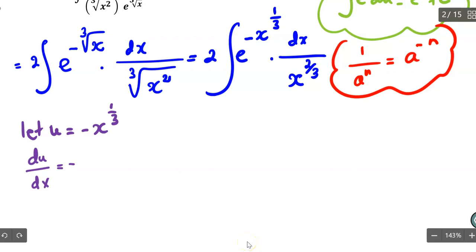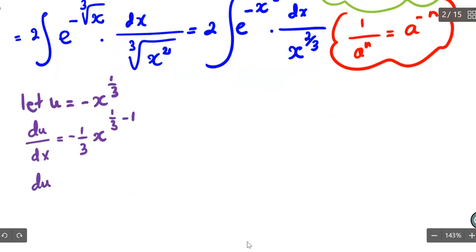That will make that as negative 1/3. Immediately after, I will take 1 away from the exponent. Okay, so that is the derivative. Negative 1/3 x to the negative 2/3.